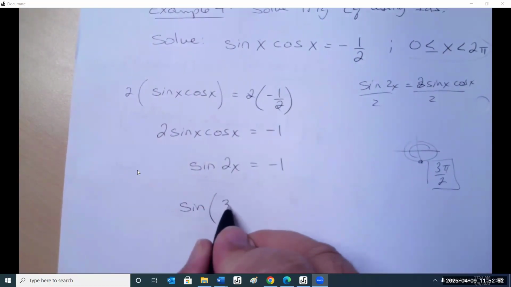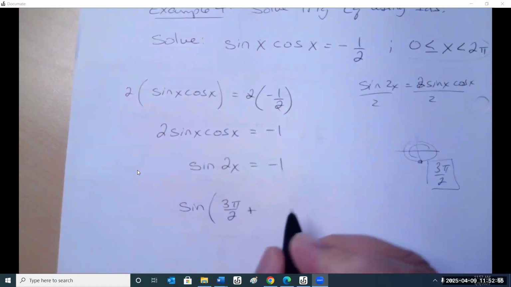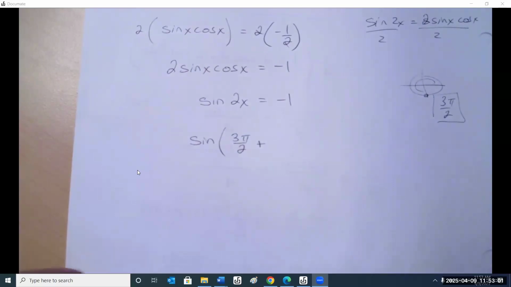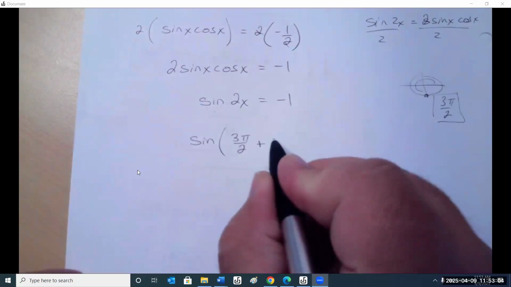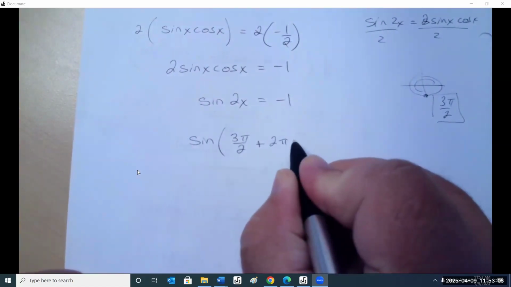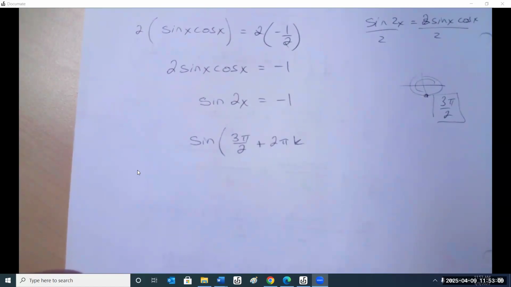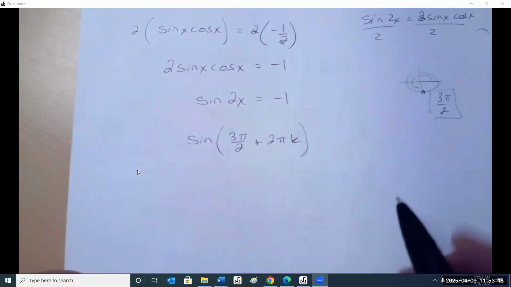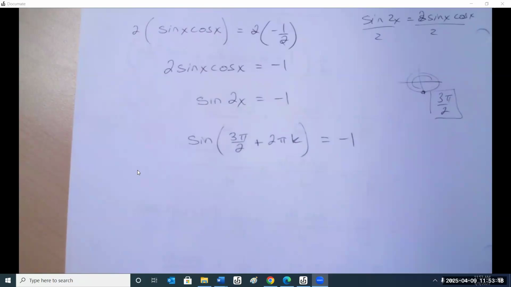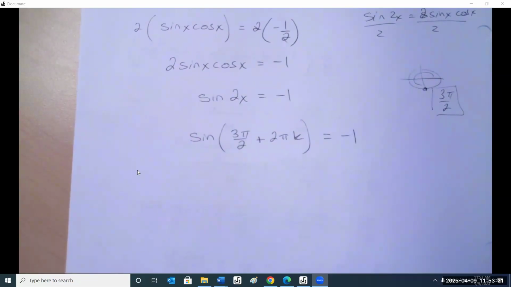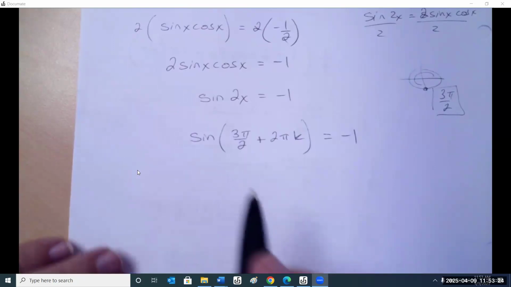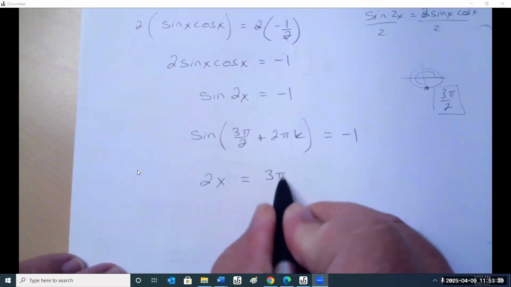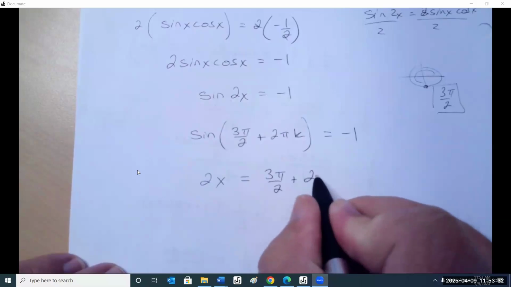So we're looking at 3 pi over 2 plus, does it repeat itself cyclically? 2 pi k times for every 2 pi. So when k is 1, that's 1 circle. K is 2, K is 3. So this is the formula we'll be using. So that has to equal -1. So what we have here is our 2x has to equal 3 pi over 2 plus 2 pi k.